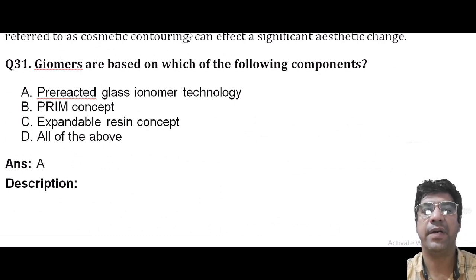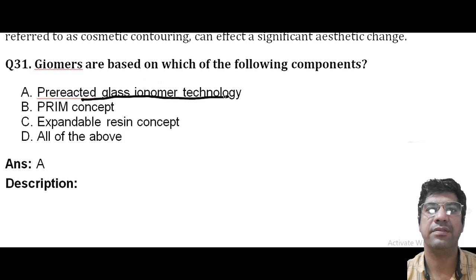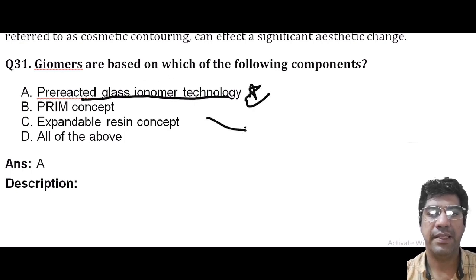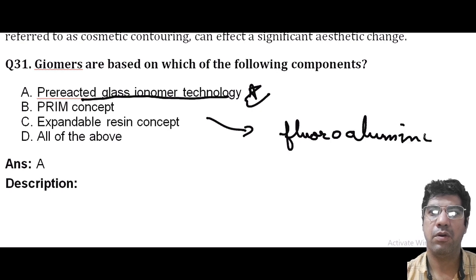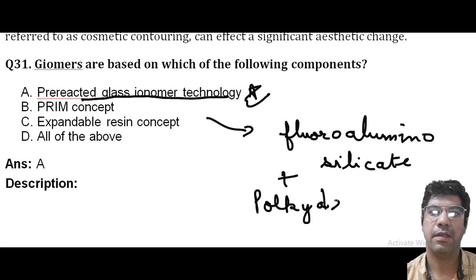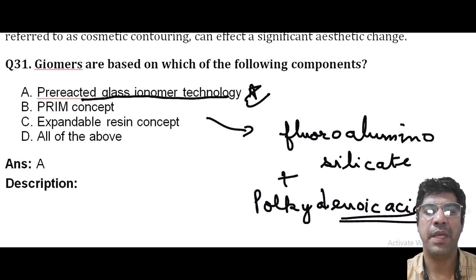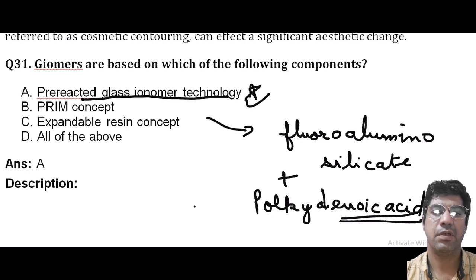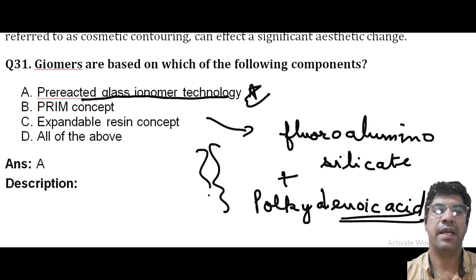Giomers are the dental restorative material that are based on pre-reactive glass ionomer technology. So in this technology, fluoro-alumino-silicate glass reacts with the polyalkanoic acid in water, prior to insertion into the main matrix of restorative material. So that would enhance the properties and the performance of the restoration.